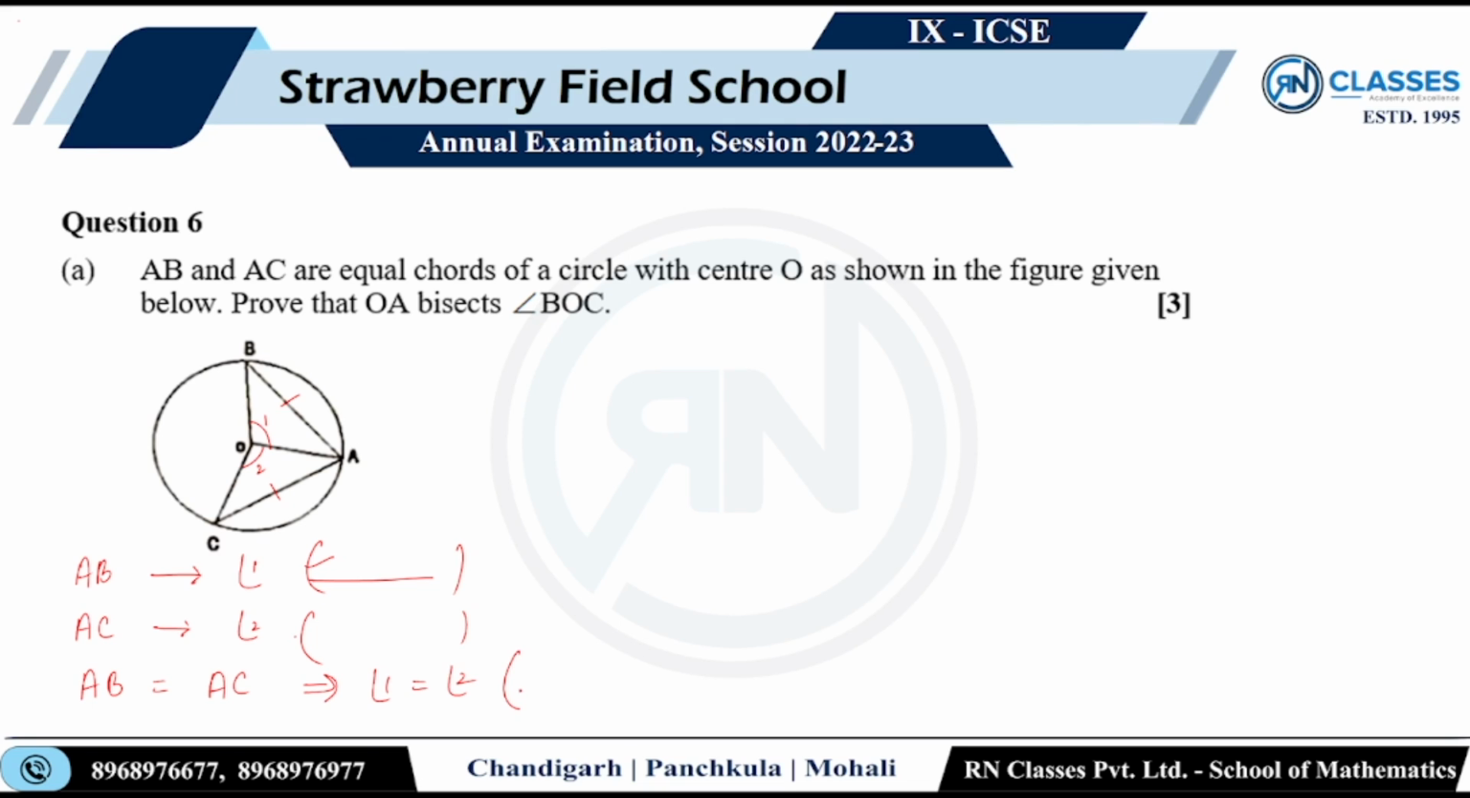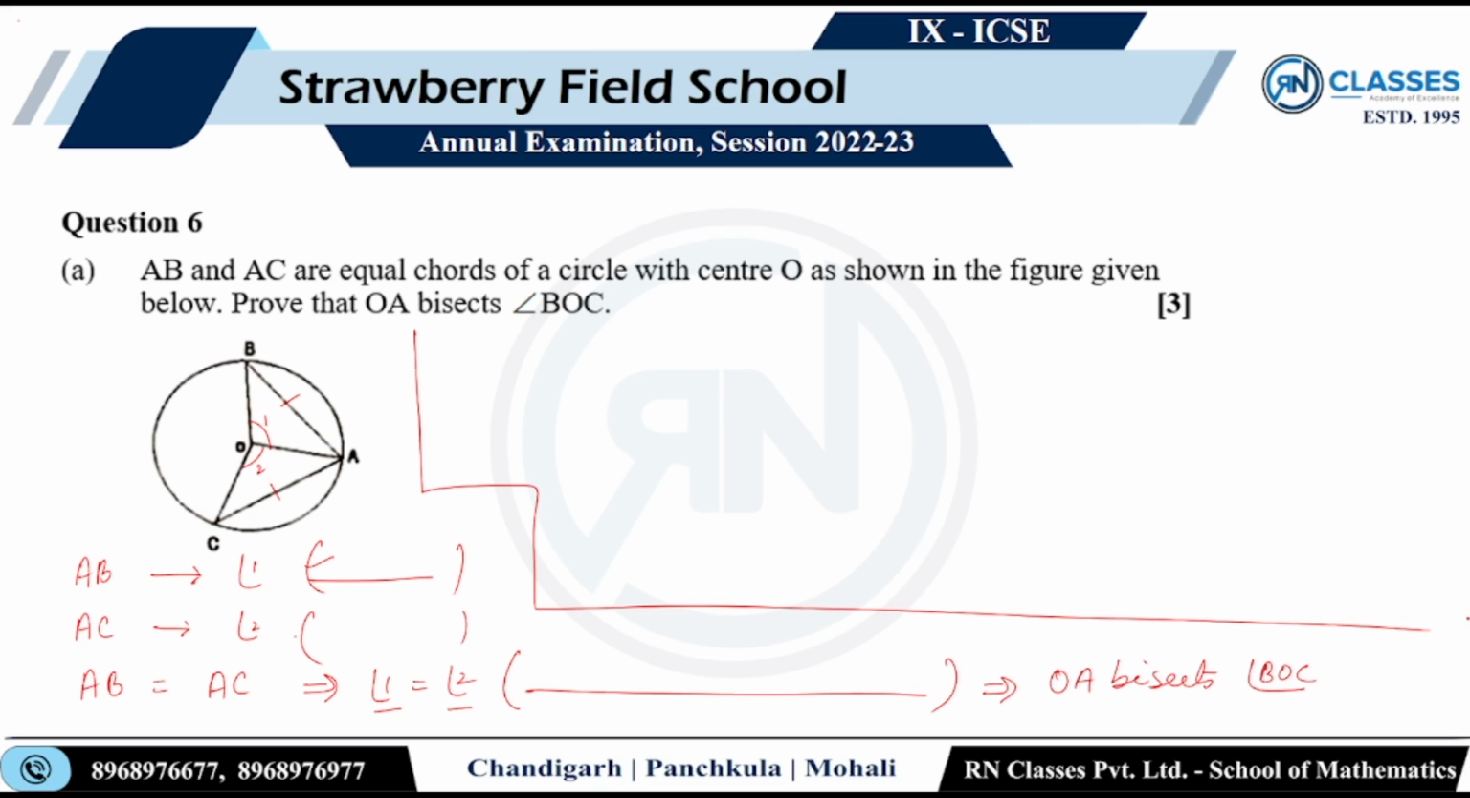Angle, equal chords subtend equal angle at the center. The whole thing has to be written. Equal chords subtend equal angle at the center. So AB and AC are made equal, so angle 1 and angle 2 are equal. So I can simply write OA bisects angle BOC. One can be this.